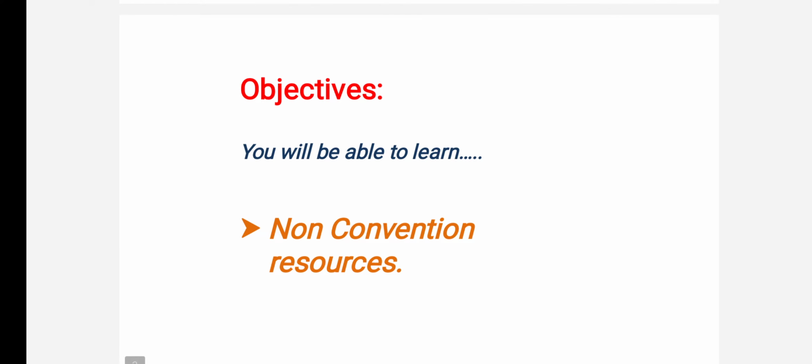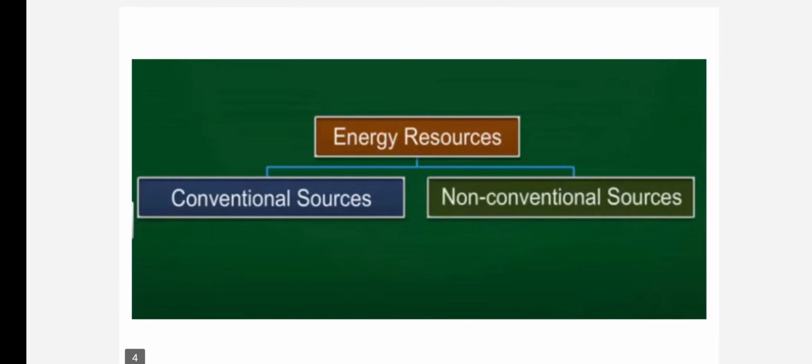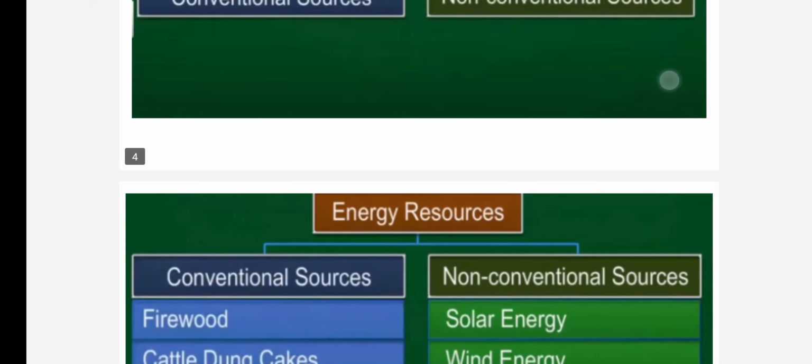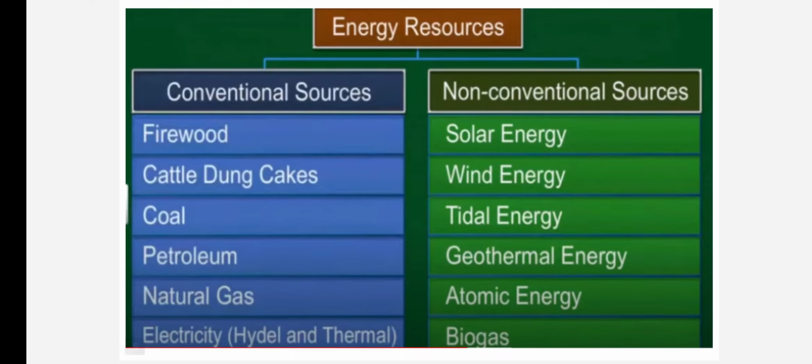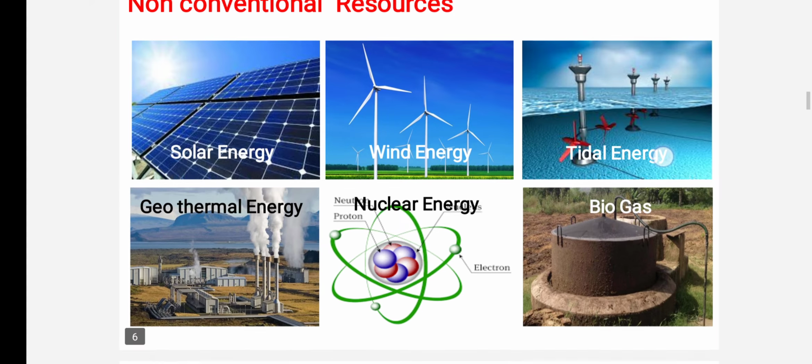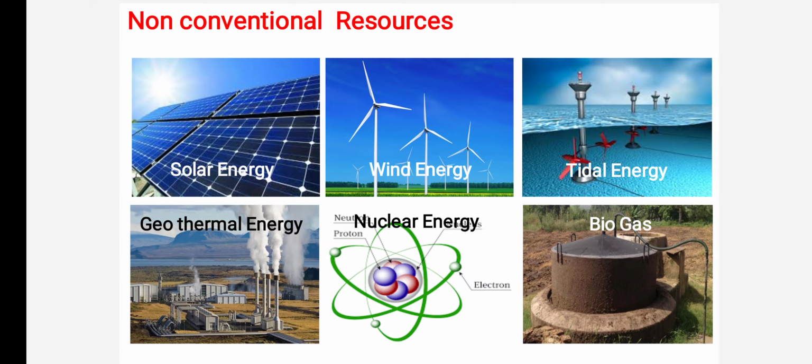At the end of today's class, you will be able to learn about non-conventional resources. Let's see. The power resources or the energy resources are classified into conventional and non-conventional sources. Yesterday, we learned about the conventional resources. Today, we are going to learn about the non-conventional sources. These are the examples of non-conventional sources.